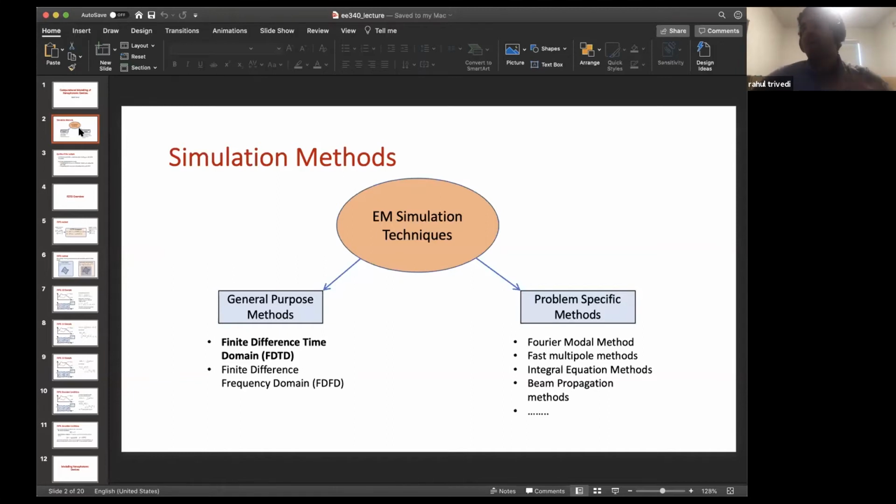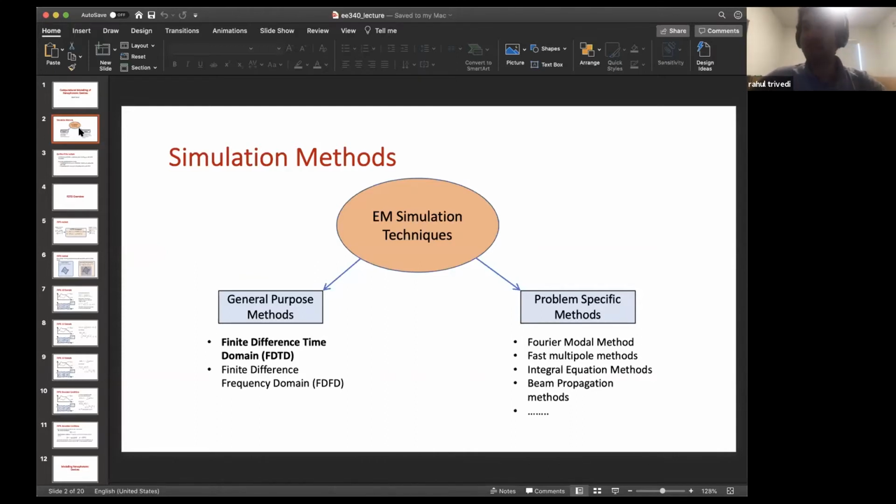So if you have any device or any structure, any permittivity distribution, you can throw a general purpose method at it. And there are many more general purpose methods than what I've written down here, but these are the two simplest to program and easy to use. So finite difference time domain method, that's what we'll focus on.